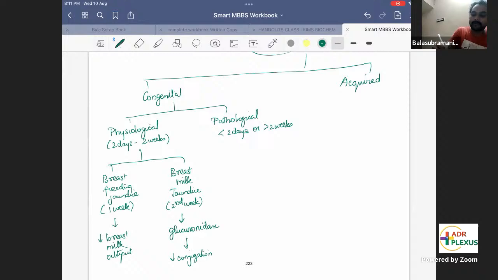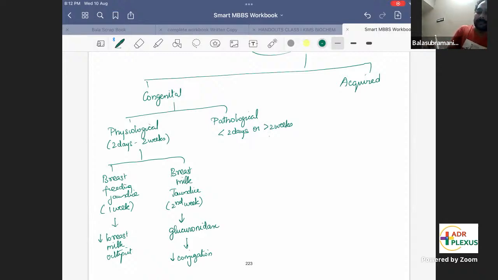So look at how beautiful life is. The breast milk has to be secreted in exactly adequate quantity. If you secrete less, breastfeeding jaundice. If the secretion is more, breast milk jaundice. That is how physiological jaundice occurs. But then the baby will adjust the intake of the breast milk. That is the reason why both of these jaundices resolve on their own. That is why they are called physiological jaundice.